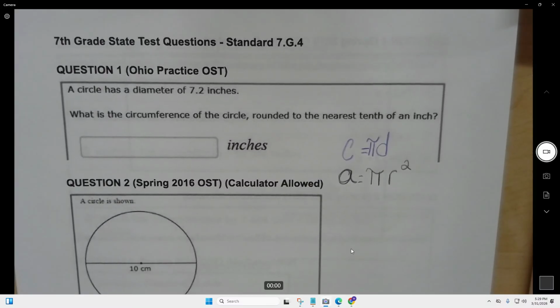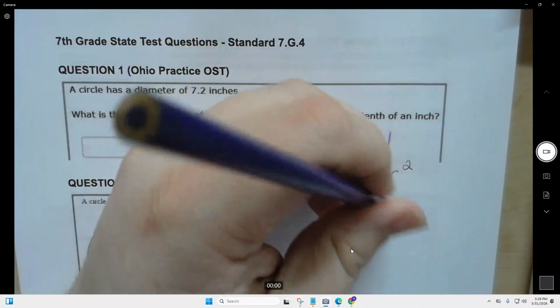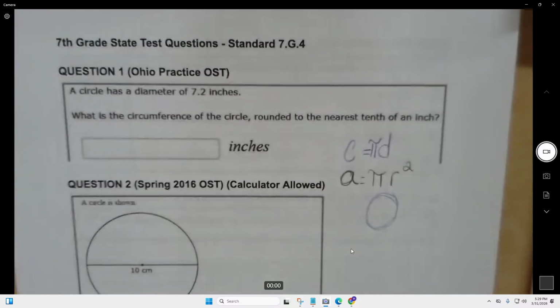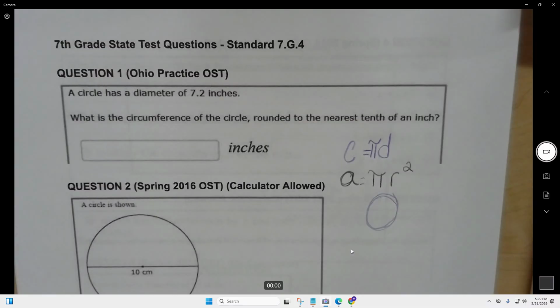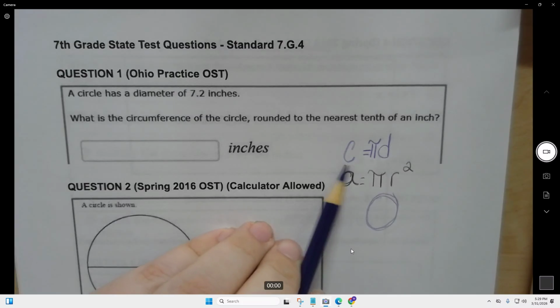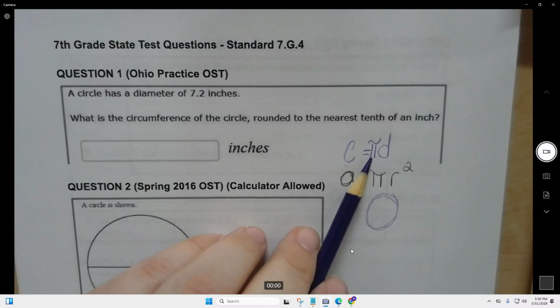Question 1. A circle has a diameter of 7.2 inches. What is the circumference of the circle rounded to the nearest tenth of an inch? So let's talk about circles. Circles, that's a terrible circle, have two things you can tell about it. It has the circumference, which is essentially how far it is around the circle, kind of like the perimeter of the circle. You find that by taking the diameter of the circle and multiplying it by this wonderful number called pi.